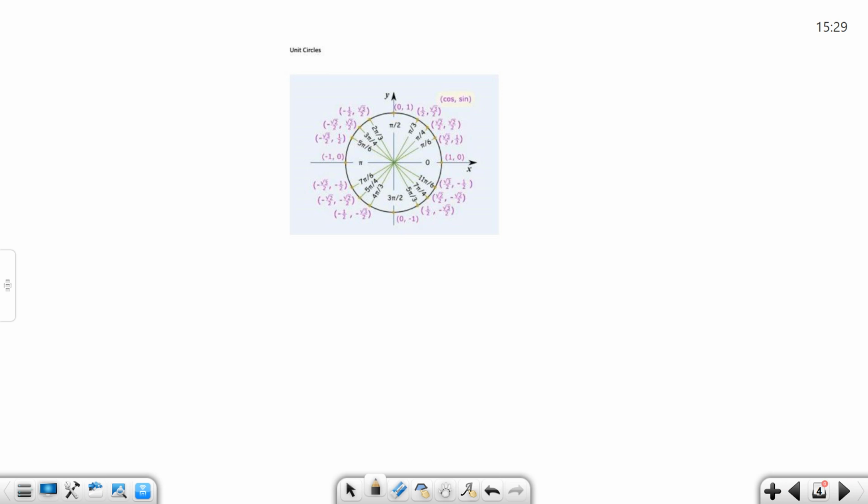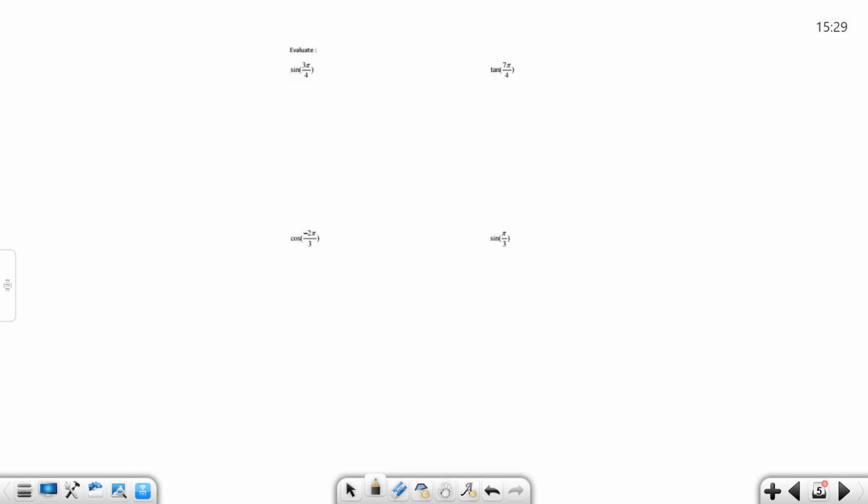Okay, I want to go through one more slide, and then we'll create a new file so it doesn't get too large. Okay, the last one I want to talk about is what happens on the quadrants.